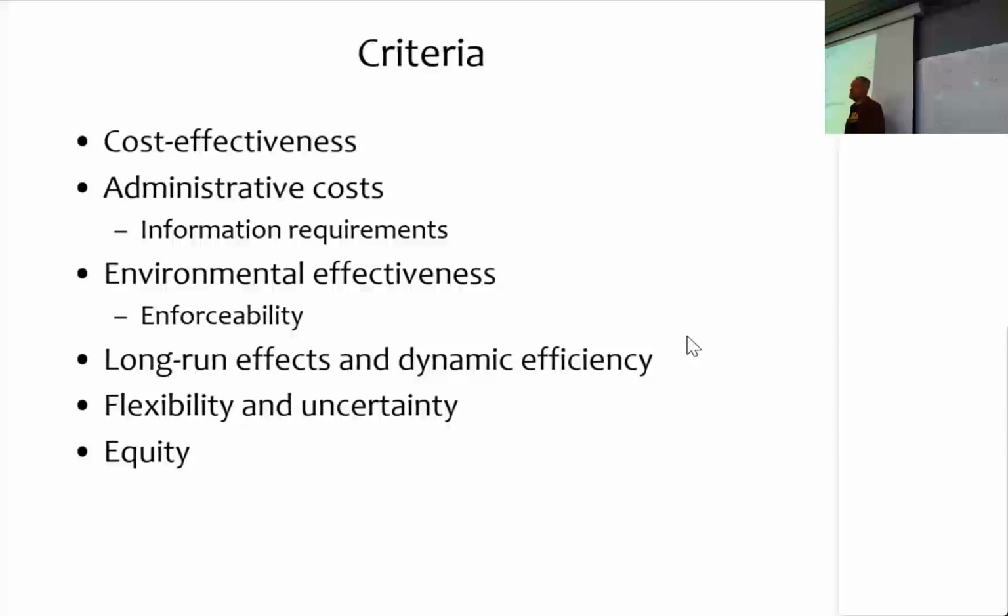First is probably you want to keep the costs of your intervention as low as possible. That is known as cost effectiveness, right? You set a target and you meet the target at the lowest possible cost. That's a sensible thing to do if you want to minimize political opposition, if you want to minimize economic disruption, if you want to maximize economic growth while protecting the environment, then cost effectiveness is, I think, a good thing.